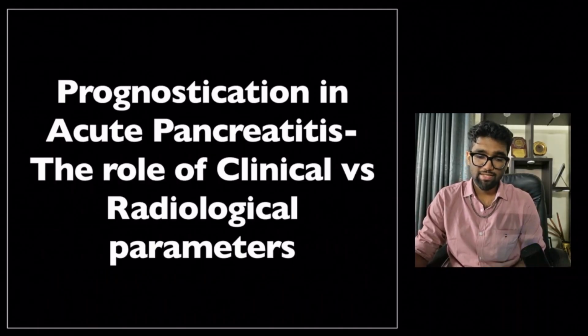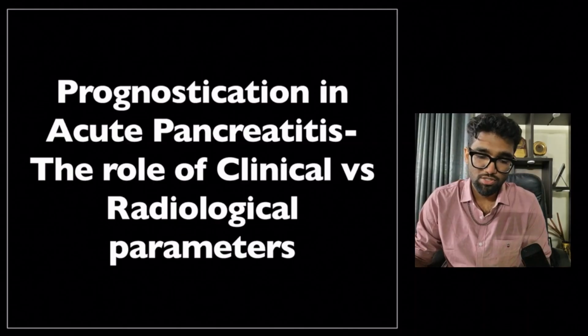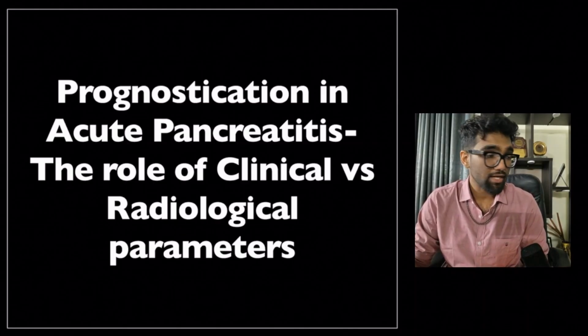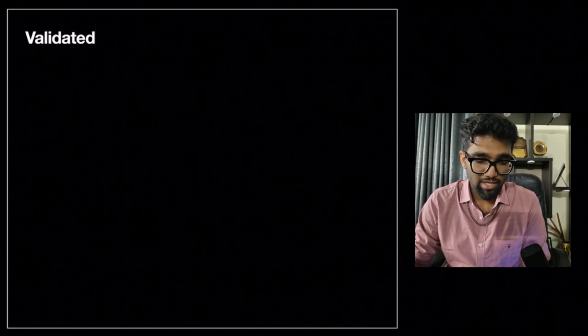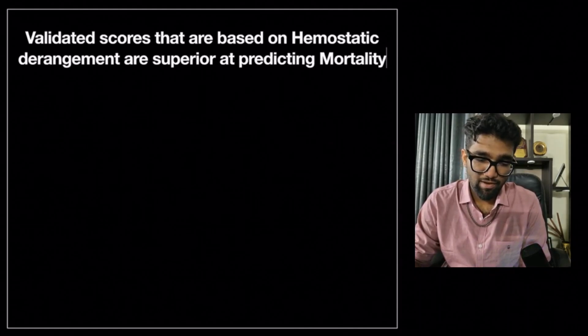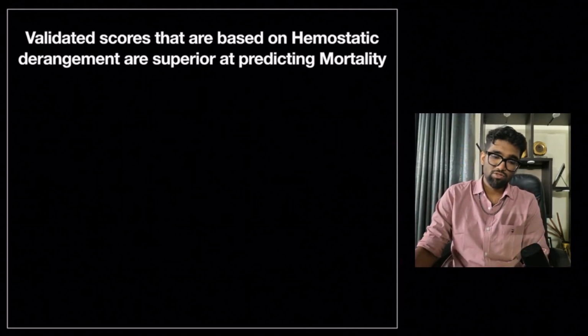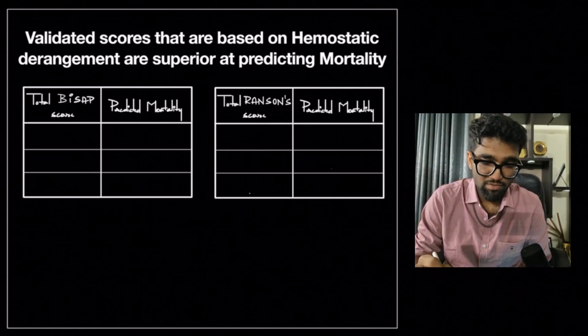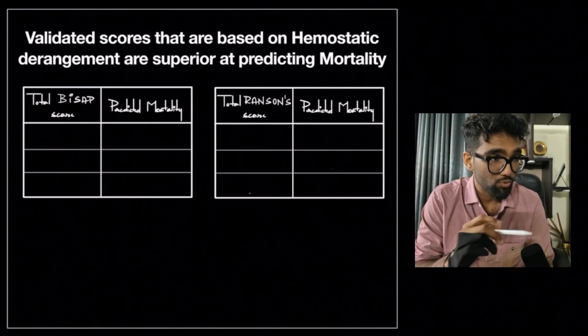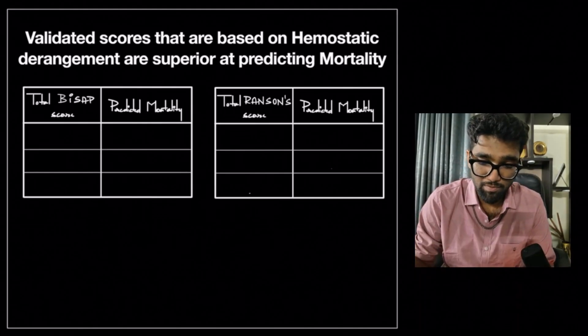And next, we are going to talk about the role of prognostication in acute pancreatitis in terms of clinical versus radiological parameters in detail. So, as I've just discussed, there are validated scores that are based on hemodynamic derangement that are superior at predicting mortality as compared to imaging. So, the total score, as I just said, in case of BISAP, if you notice, I have not mentioned the total score of BISAP and Ranson.